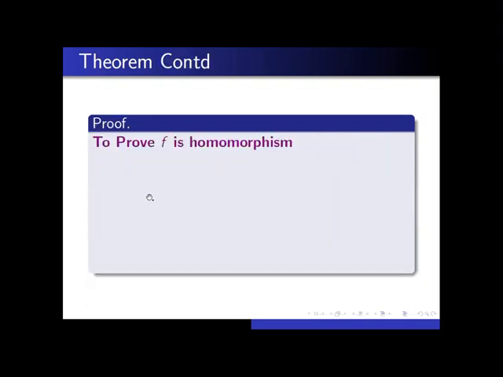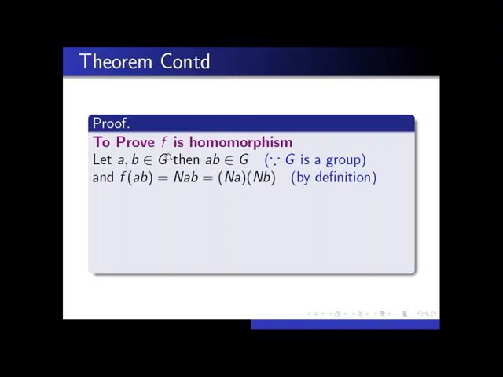First we will prove f is a homomorphism. Homomorphism means f of a into b is equal to f of a into f of b. For that, let a, b belong to G, then a into b belongs to G. What is G? G is a group, so according to the closure law, if you take any two elements a and b, then a into b belongs to G.